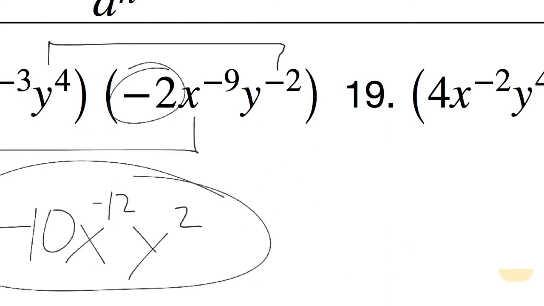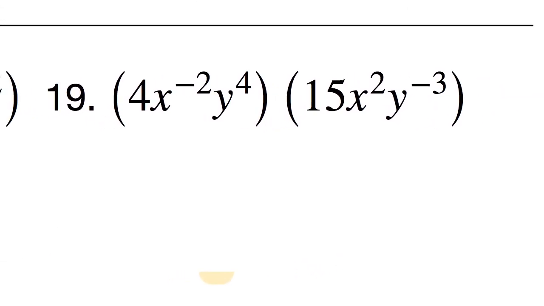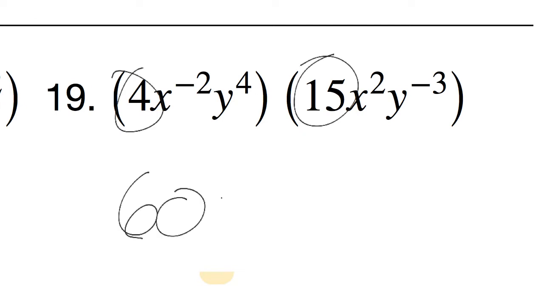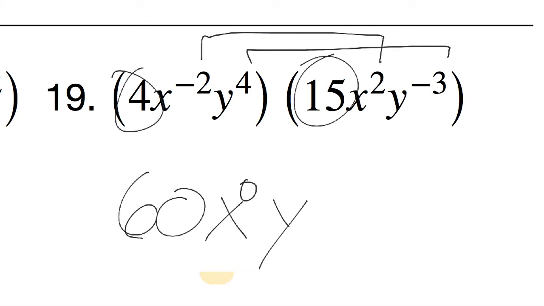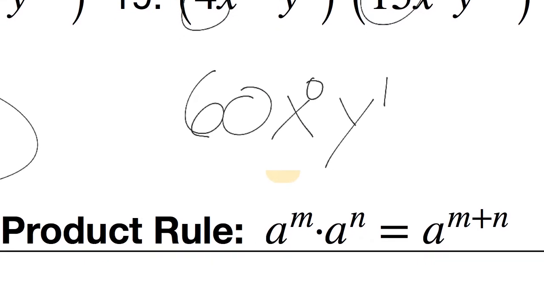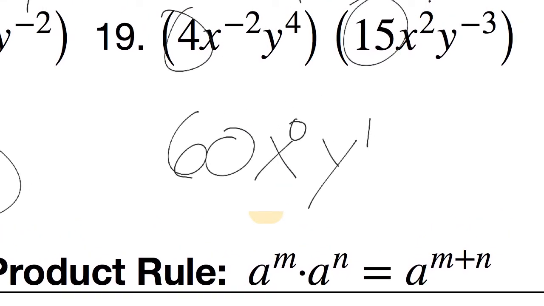In the next problem, you'll see we've got 4 times 15 is 60, and then the exponents on x are going to be negative 2 plus 2, which is 0, and 4 plus negative 3 is 1. So if you're going to simplify this completely, this is going to be 60 times 1. Remember, x to the 0 is 1, so it's just 60. And y to the 1 you can simply write as y, 60y.